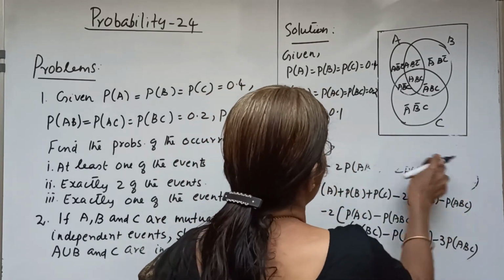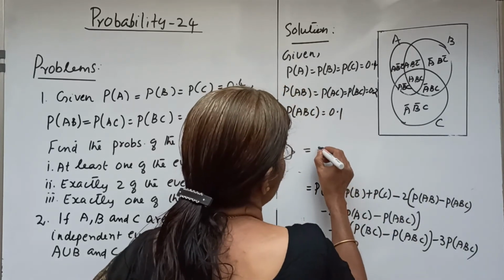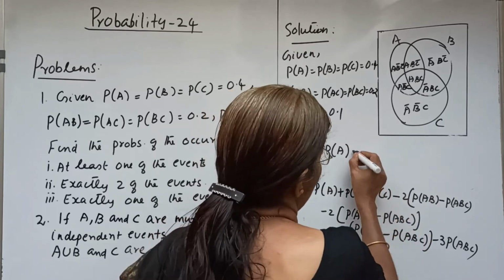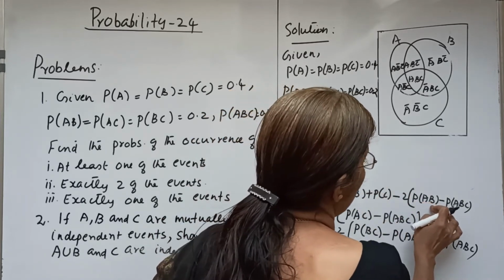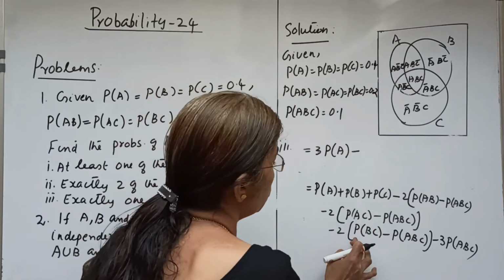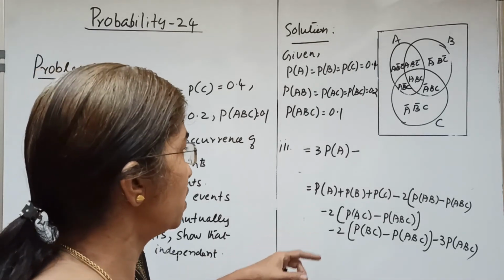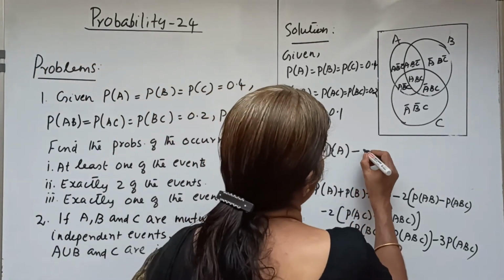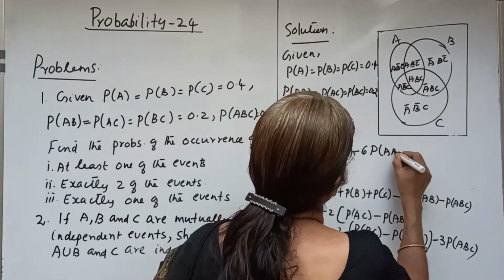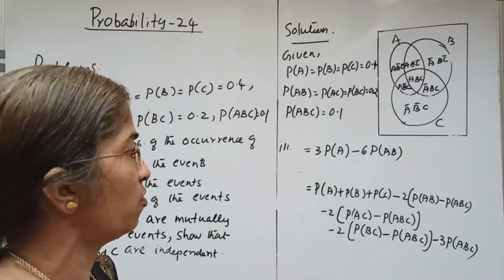That is, we can write this as 3 into 0.4. Let us write it as 3 into P of A minus 2P of AB minus 2P of AC minus 2P of BC, all are equal. So that minus 2 into 3, that is 6 into P of AB, as P of AB equal to P of BC equal to P of AC.